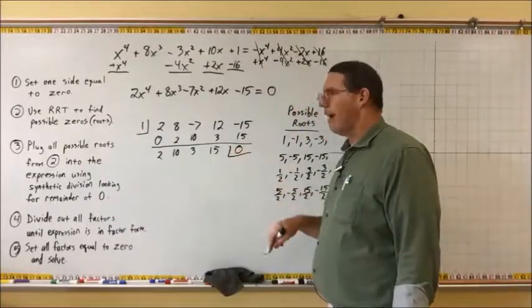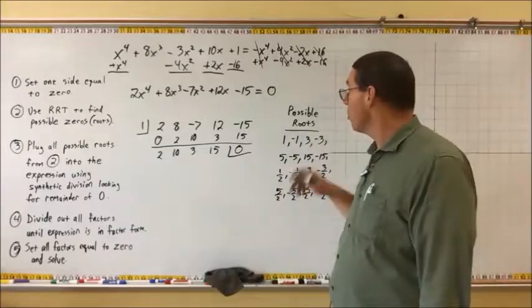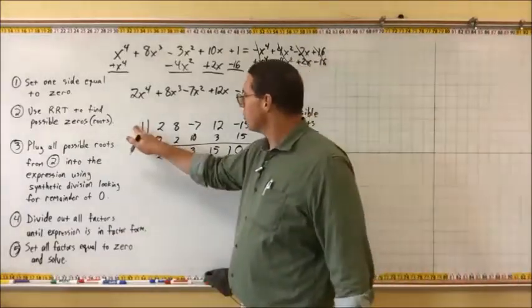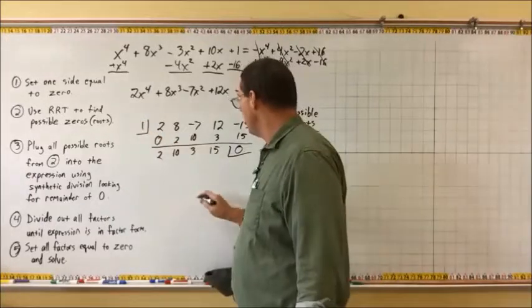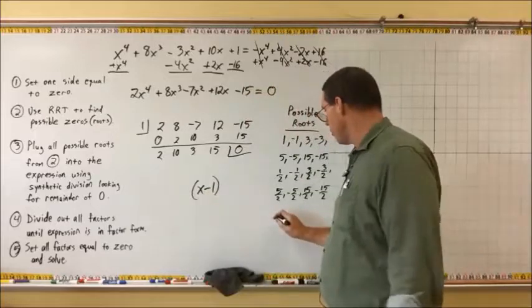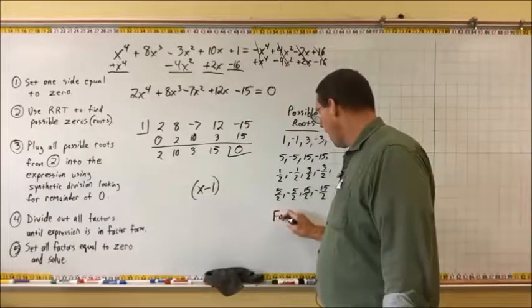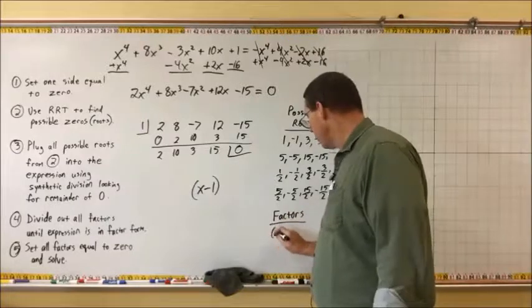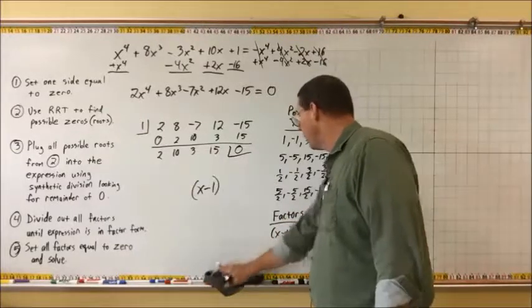We just found one of our factors. We found one of our roots, the very first one we tried. It won't always work out that way, but this time it did. So what factor goes with positive 1? Well, that's x minus 1. So we know, we're going to make a list over here. What are the factors? One of the factors we know for sure is x minus 1.